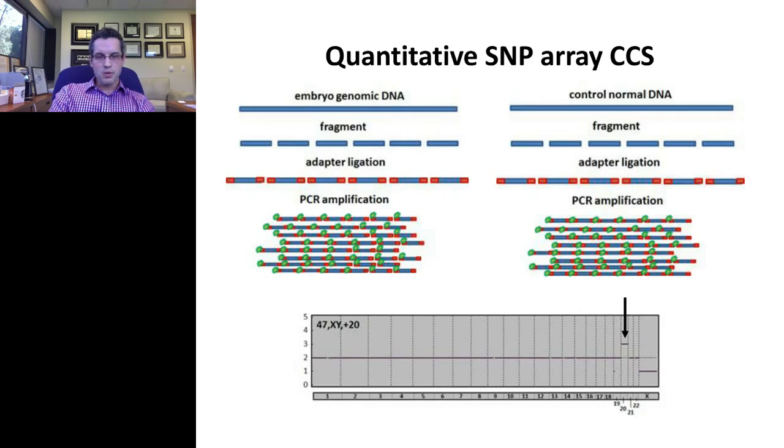And this is an example of a cell that came from a sample with trisomy 20, and that was male. So you see an extra copy of chromosome 20 and a missing copy of X. Because it's male, there's only one X chromosome.